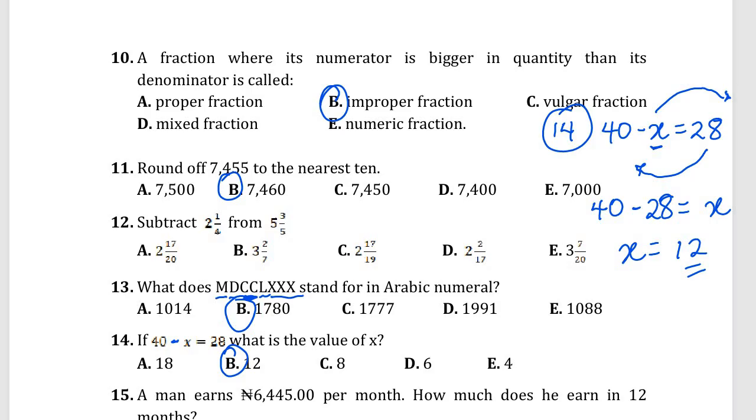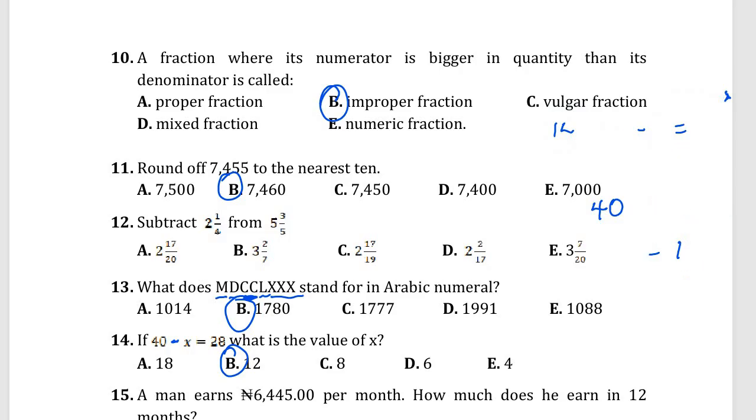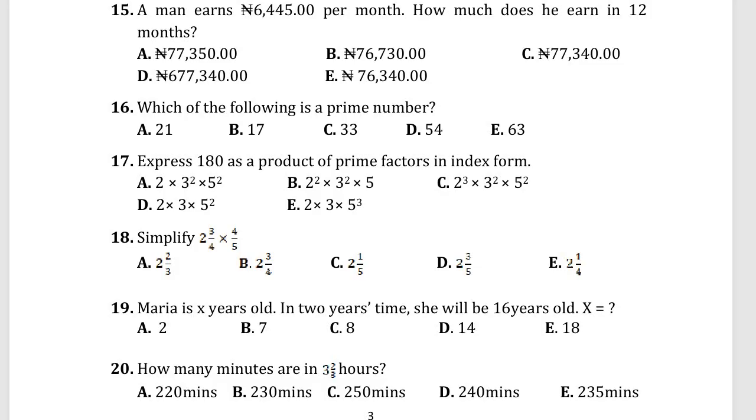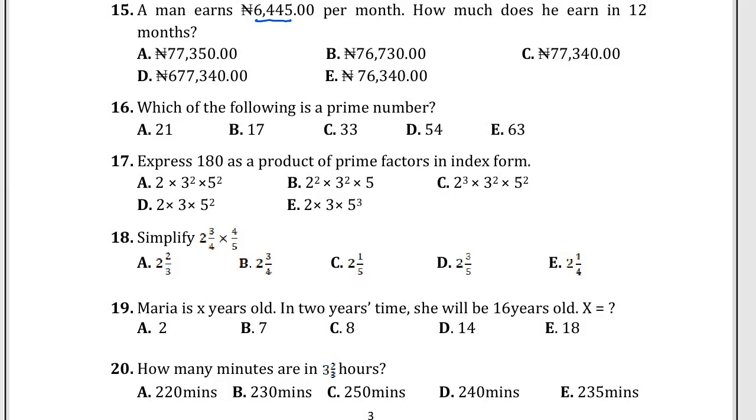Alright, let's take a look at question number 15. So I'm going to scroll down. Question 15 says, a man earns 6,445 naira per month. How much does he earn in 12 months? Very easy. What he earns in 1 month is 6,445. In 12 months, you just multiply by 12, that's all.